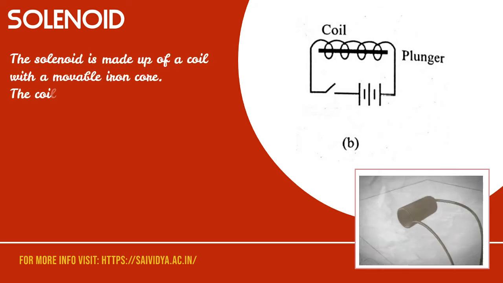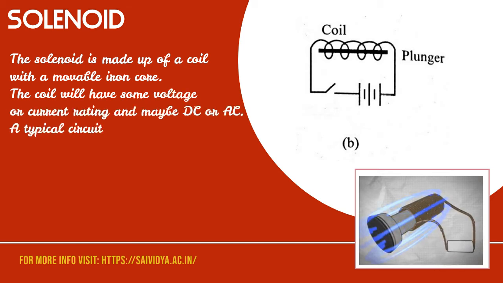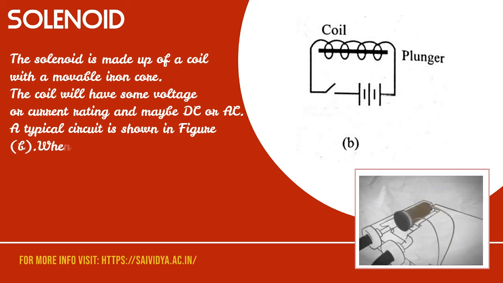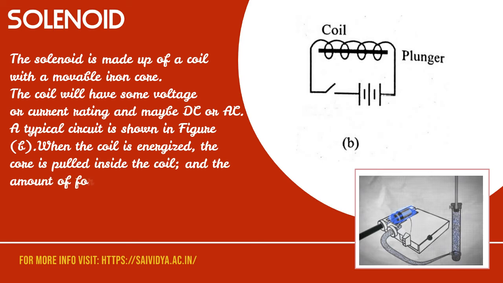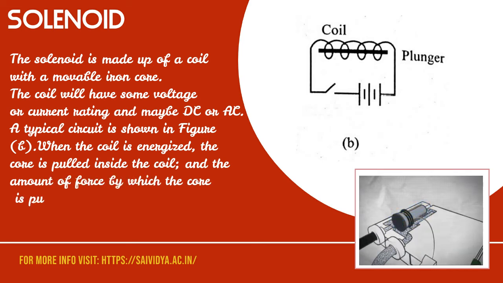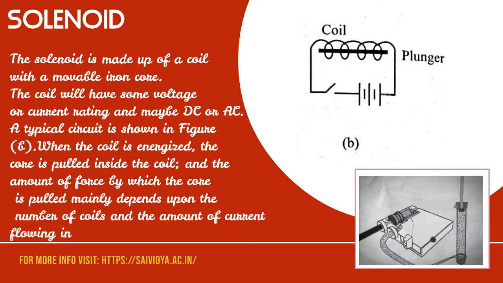As shown in the figure, a solenoid is made up of a coil with a movable iron core. The coil will have some voltage or current rating, which may be DC or AC. A typical circuit is shown in figure B. When the coil is energized, the core is pulled inside the coil. The amount of force by which the core is pulled mainly depends upon the number of coils and the amount of current flowing in the circuit.